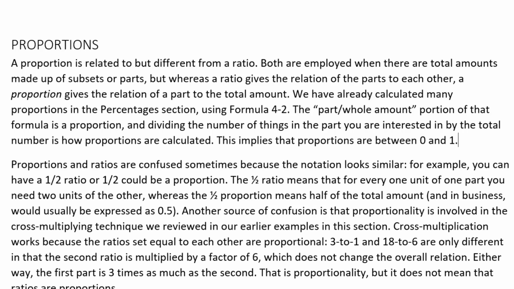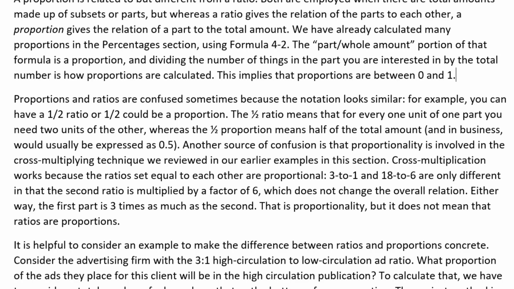Anyway, continuing. Proportions and ratios are confused sometimes because the notation looks really kind of the same. For example, you could have a 1-to-2 ratio, or that same 1/2 could be a proportion. The 1-to-2 ratio means that for every 1 unit of one part, you need 2 units of the other. That's what a ratio is. It gives part to part. Whereas the 1/2 proportion means half of the total amounts. That's 50%. In business, that would usually be expressed as 0.5 instead of the 1/2. But either way, 1/2 could represent a proportion or a ratio, and they're very different things.